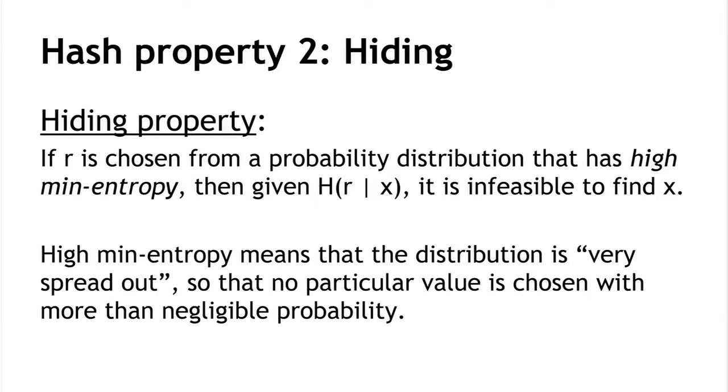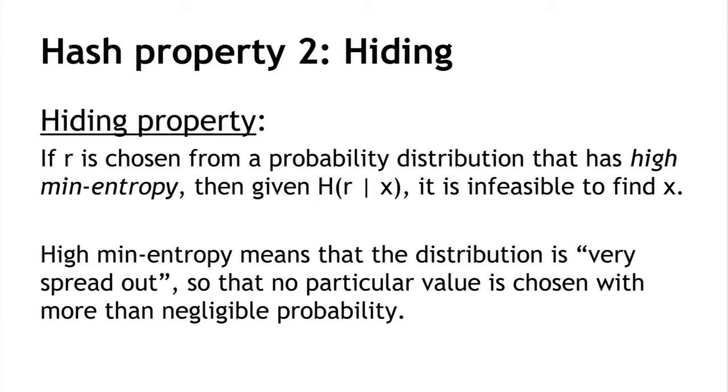The way we're going to fix this problem with the common value x, like heads and tails, is we're going to take the x and concatenate it with a value r, which is chosen from a distribution that's really spread out. So this H of r concatenated with x means take all the bits of r and put after them all the bits of x. What we're going to say is, given the hash of r together with x, it's infeasible to find x, and this will be true in the formally stated property that if r is a random value chosen from a distribution that has high min-entropy, then given the hash of r concatenated with x, it's infeasible to find x.